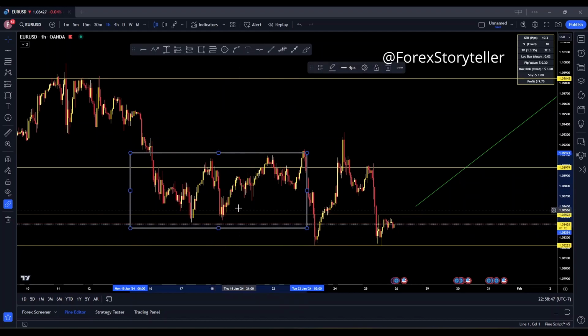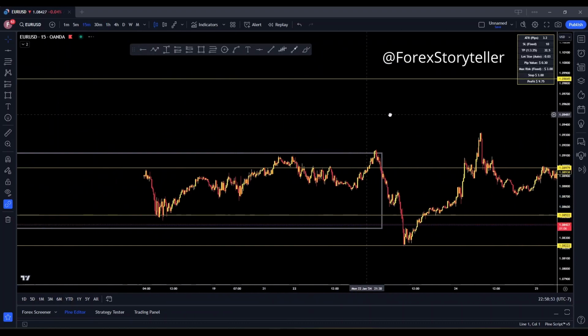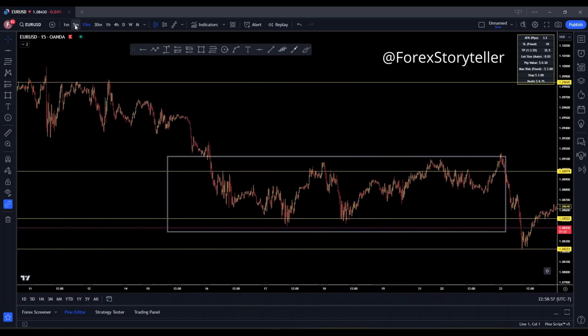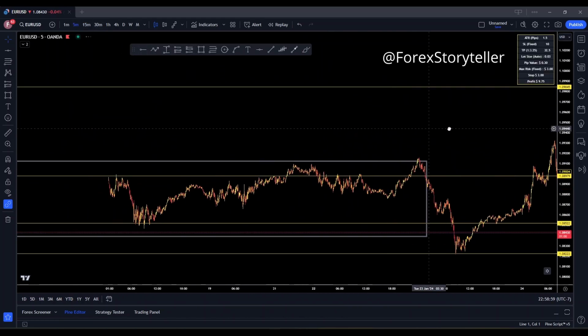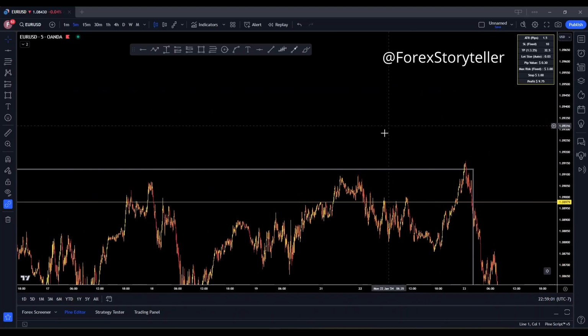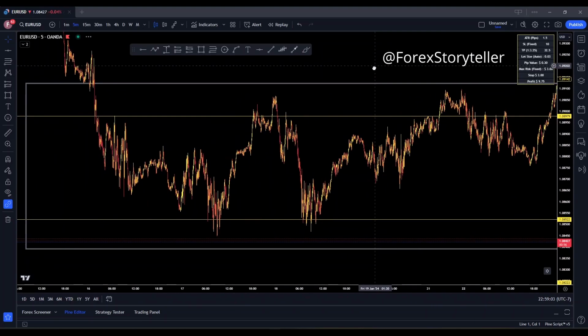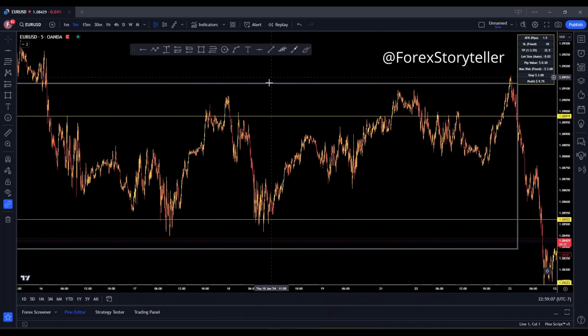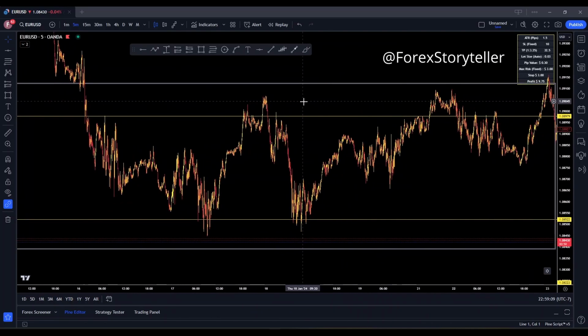So on a higher time frame, this might be looked at as consolidation. But then when we move down into the lower time frames, we can notice it has different aspects to it now. It's a little bit different in what's actually happening. Now it's not consolidation. It's a constant reversing trend.